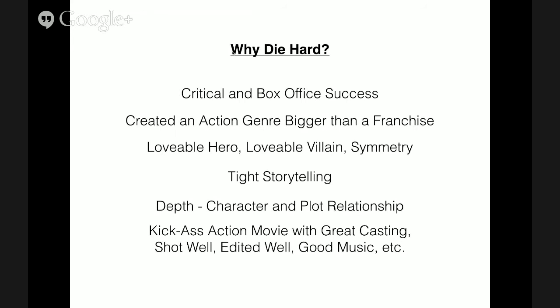Because there are a ton of action movies, a ton of bullets fly in different movies, but this movie was different, and we're going to explore why and how. And last, I already showed you, but it's a kick-ass action movie with great casting, shot well, edited well, great music, etc. From a purely viewer, audience member point of view, it was a great movie, just hands down.